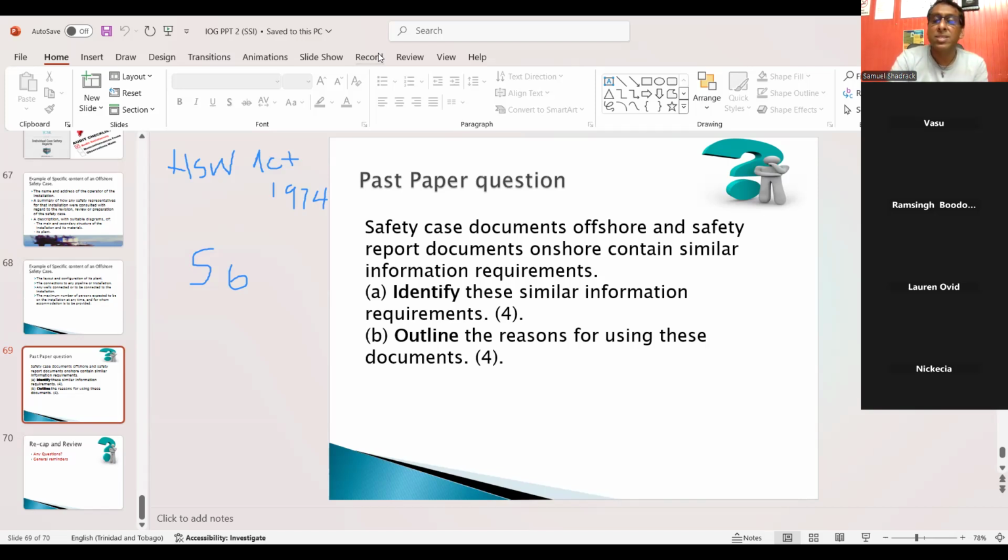So outline the reasons for using these documents. You may have to put some thought to that, but the reason for risk assessment is what? To control the risk. The reason for policies is to have a goal. The reason for the emergency plan is that you have a contingency plan in place, right? It isn't that hard if you put your mind to it, folks, right?